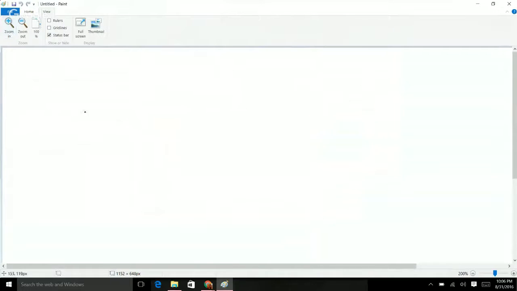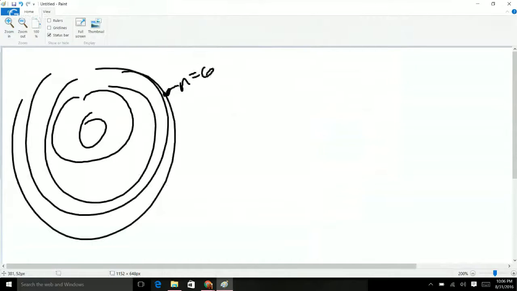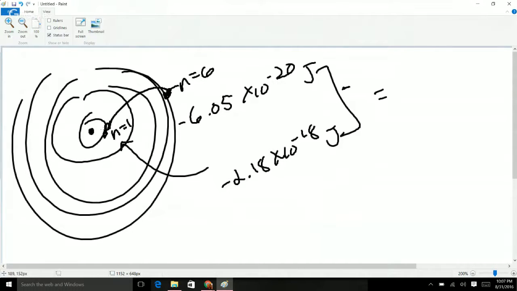So in there you have the different energy levels. I don't know how many I drew, but let's say this is n equals 6, the sixth energy level, down to n equals 1, the first energy level. Energy level is a better way to go, not orbital. So n equals 6 is 6.05 times 10 to the negative 20. And n equals 1, according to the textbook, is negative 2.18 times 10 to the negative 18 joules. If I subtract the two, that would be how much energy you get when you go from n equals 6 to n equals 1. That's how much energy it takes, that difference.